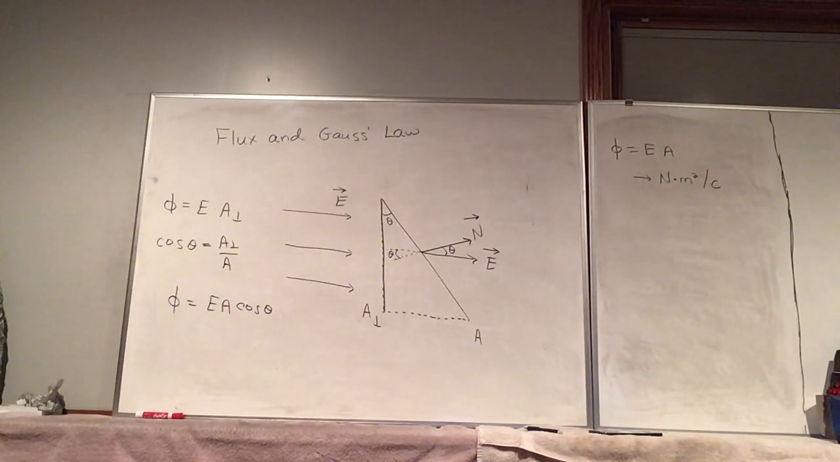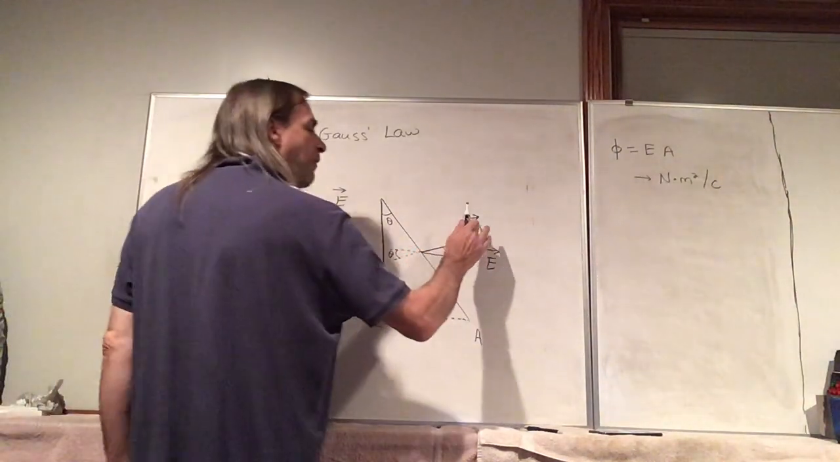And you might recognize this. It kind of looks like a dot product. And so we can redefine this normal vector.